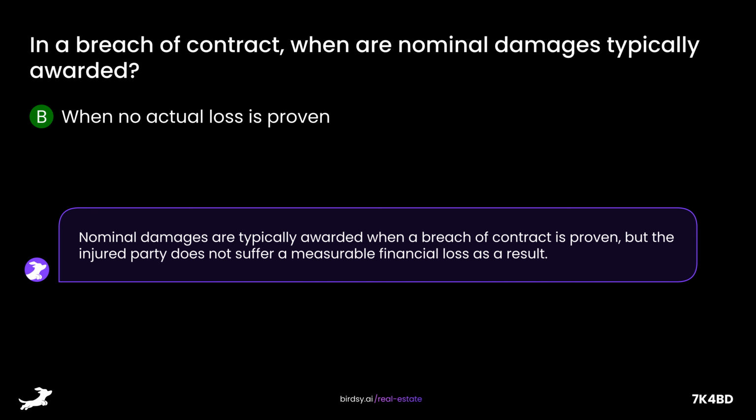Nominal damages are typically awarded when a breach of contract is proven, but the injured party does not suffer a measurable financial loss as a result.